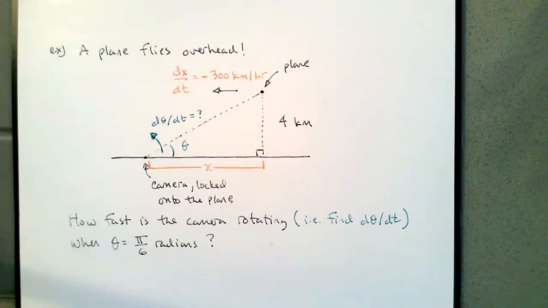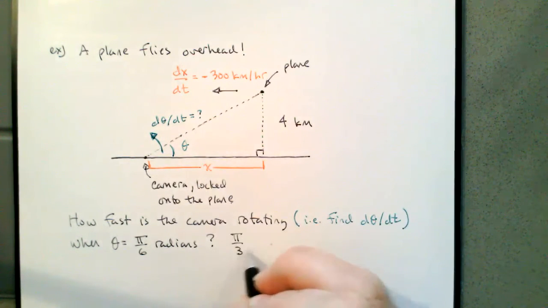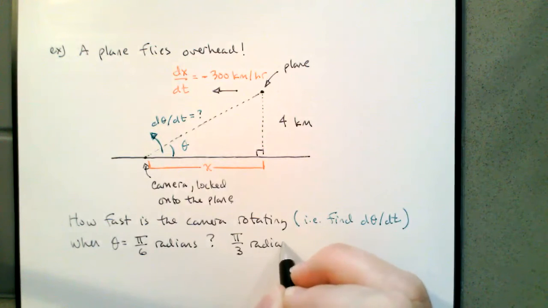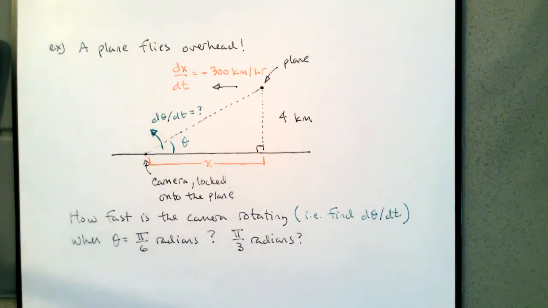Like when theta is pi over 6 radians or 30 degrees. And then we could look at it at some later time. How fast is it rotating when at 60 degrees? Now, at this point, we can just list a point in time with one value of theta or x, because there's a relationship between x and theta.